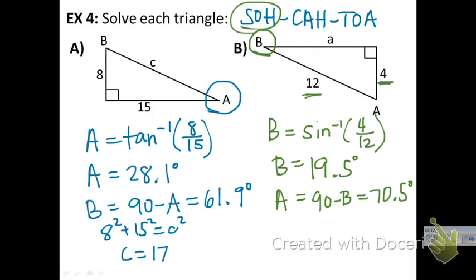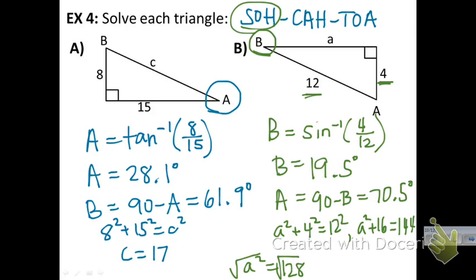So we're going to use our Pythagorean theorem. A squared plus 4 squared equals 12 squared. So 12 squared is 144, so you have A squared plus 16 equals 144. We're going to subtract 16 from both sides, and you get A squared equals 128. And then to solve for A, we take the opposite of squaring, which is a square root, and A gives us about 11.3.